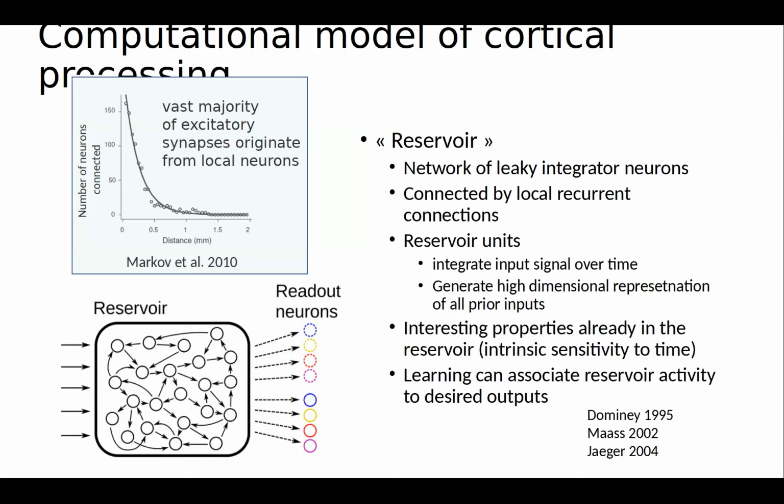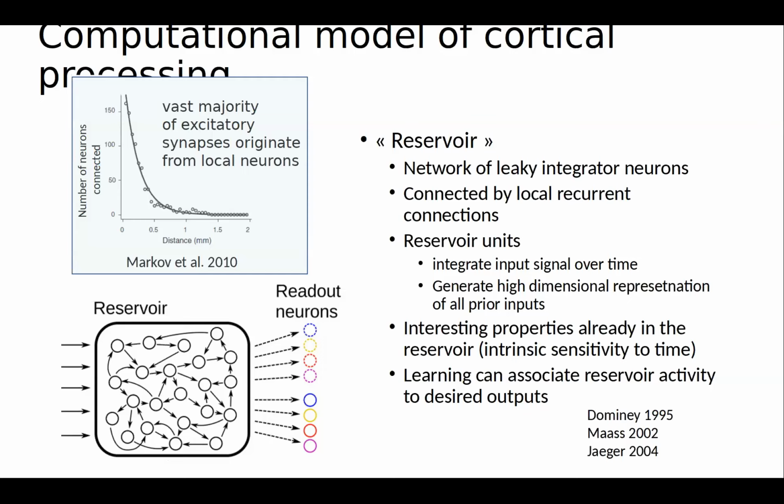And this is kind of the birth of a form of reservoir computing. So the reservoir is a network of leaky integrator neurons that are connected by local recurrent connections. And these reservoir units are going to integrate the input signal over time and generate high dimensional representations of the input because of these recurrent connections. So the inputs are mixed. So you're going to get mixed selectivity and rich structure in space and time. And so already they have an interesting property in the reservoir itself before you try to do any learning.